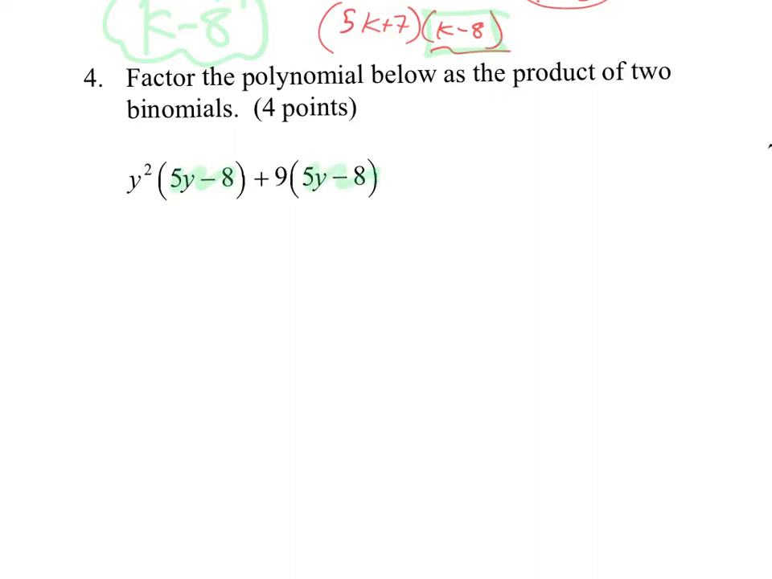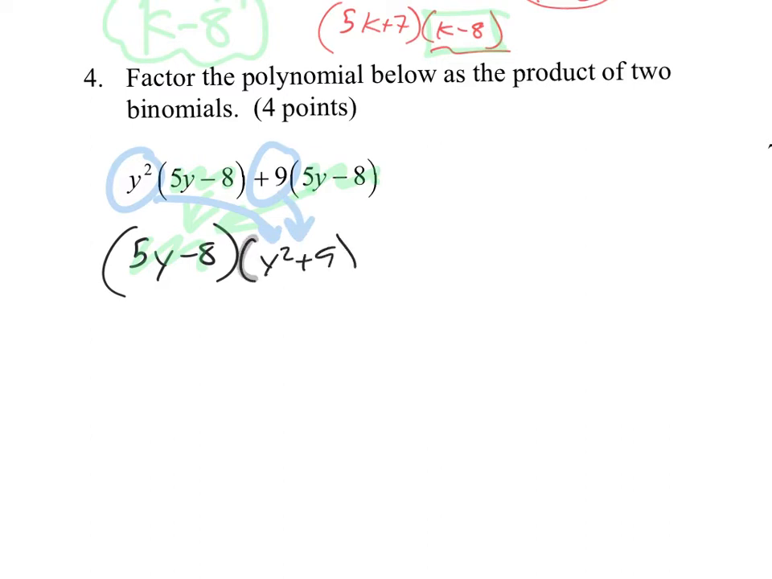So I could actually factor out a 5y minus 8. I'm literally going to just factor out a 5y minus 8. So there it is, right there. It's factored out. Well, if I do that, look what's left. A y squared and a 9. Well, I can just put those together now, because that's what's left, and write it as done. That's literally it. That is literally all there is to this.